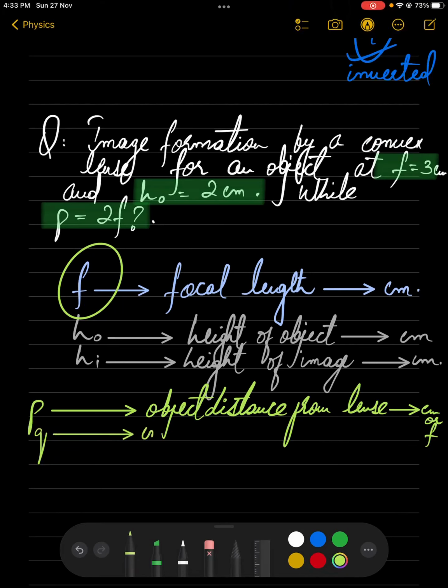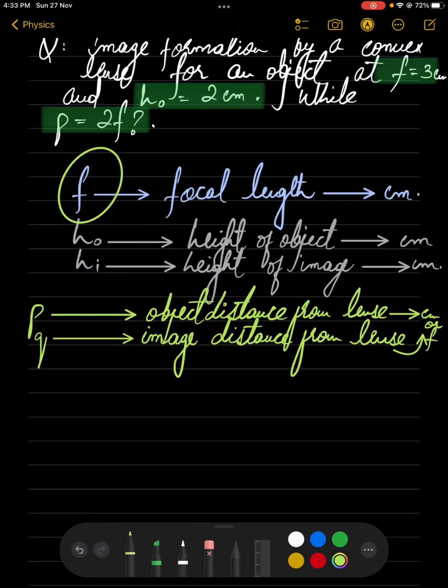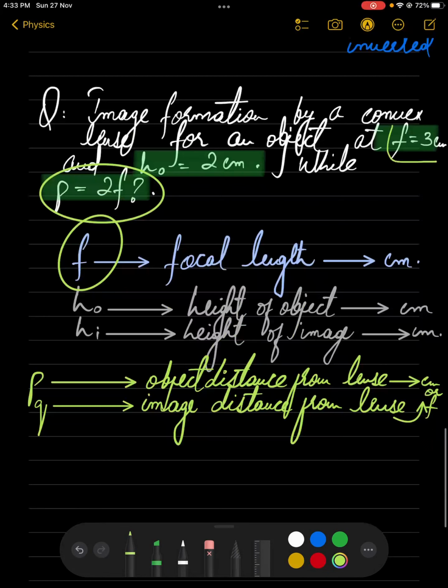So Q is your image distance from the lens. Now this one is also measured in centimeters or focal length. So it can be measured in multiples of focal length. Like here we have written 2F, so F is already 3 centimeters, so P will be equivalent to 6 centimeters. I'll just do this for you people once again.